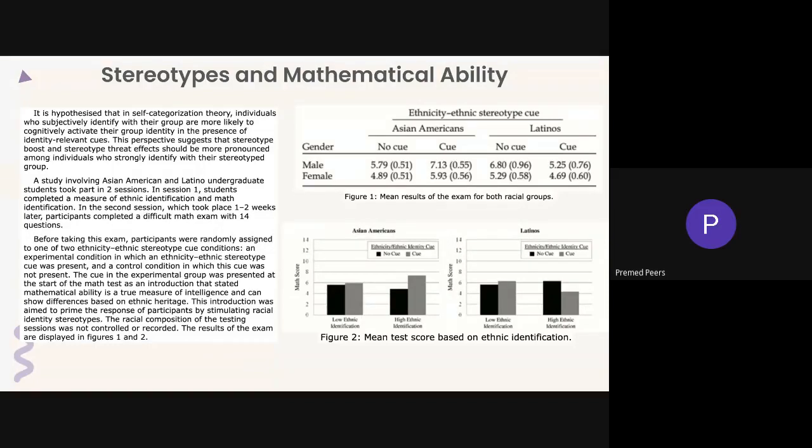Okay, so for the psych-soc passage, we'll be doing stereotypes and mathematical ability from Jack Weston. You can pause the video to read this for yourself. I'll also read it out loud.